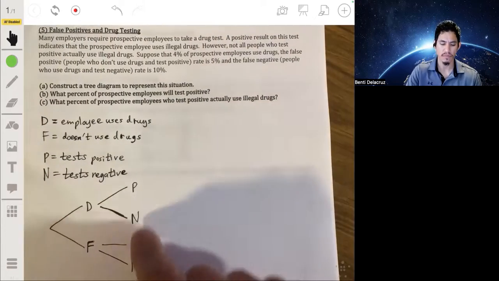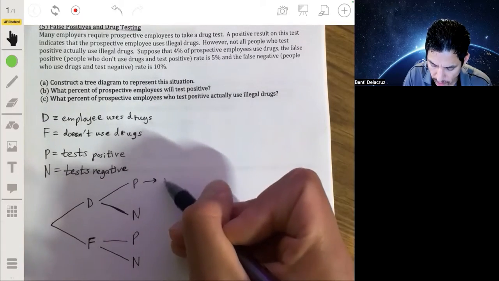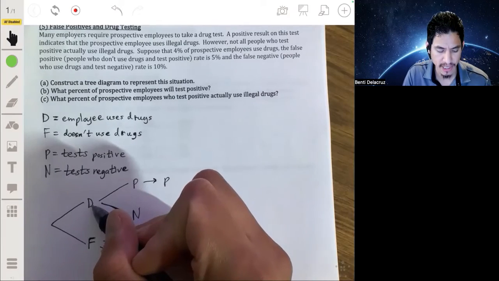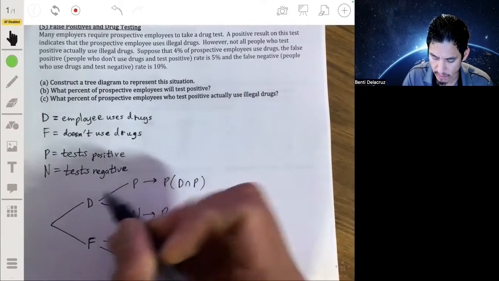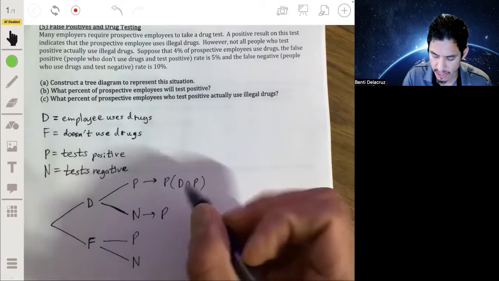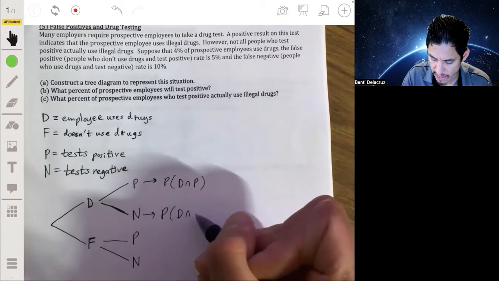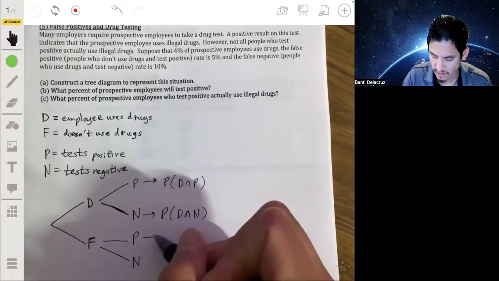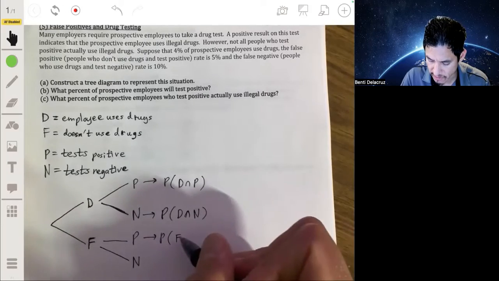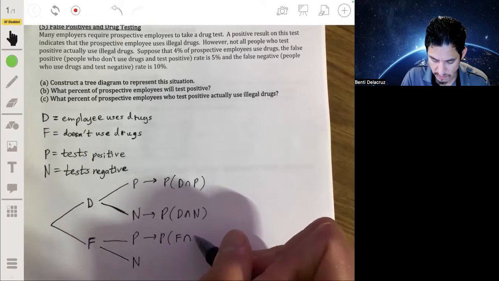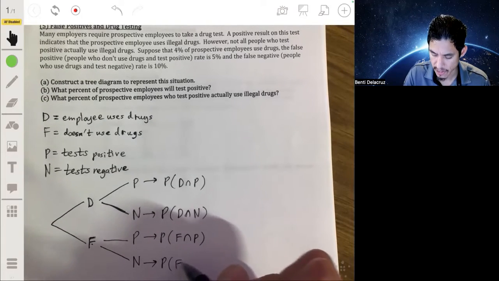So there are four possible outcomes. This one represents the probability that someone is a drug user and tests positive, so the probability of D and P. Here we have the probability that they take drugs and test negative, so D and N. And here, the probability that they're drug free and test positive, so F and P. And the probability that they're drug free and test negative.